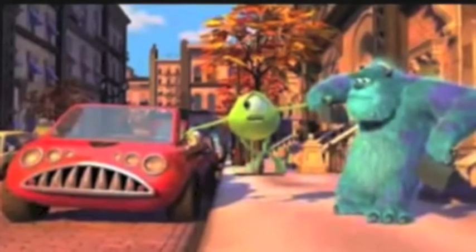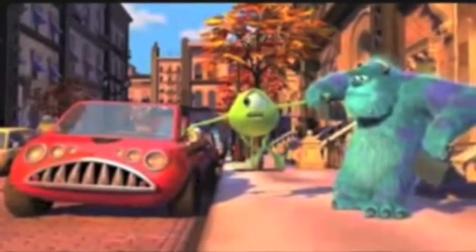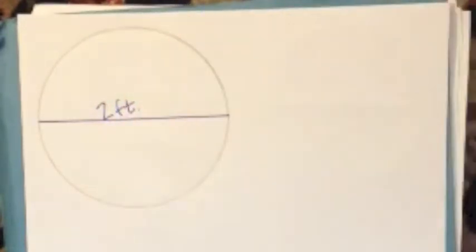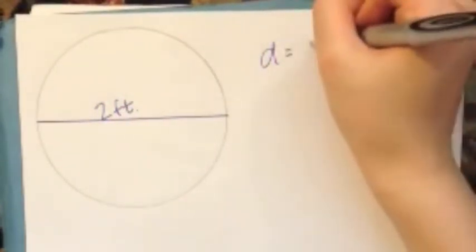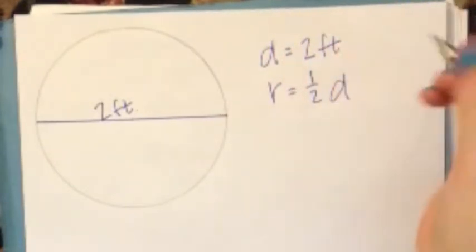As you can see, Mike Wazowski is almost a perfect sphere. And for this, we're going to assume he is, just so we can do the work. Let's pretend the circle is Mike Wazowski, with a diameter of 2 feet. I'm going to write in pen so you can see better. Since we know the diameter is 2 feet, and the radius is half of the diameter, then the radius must be 1 foot.